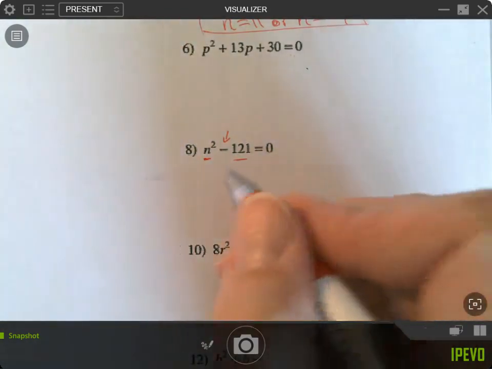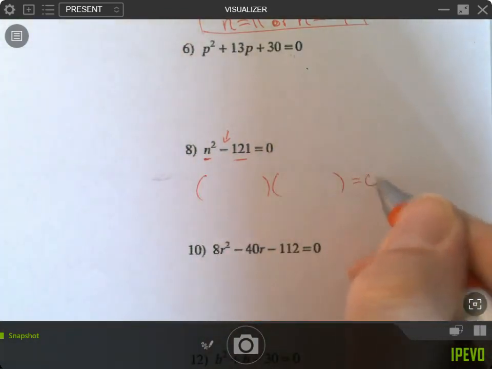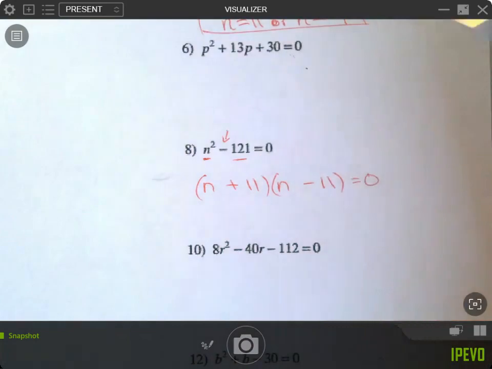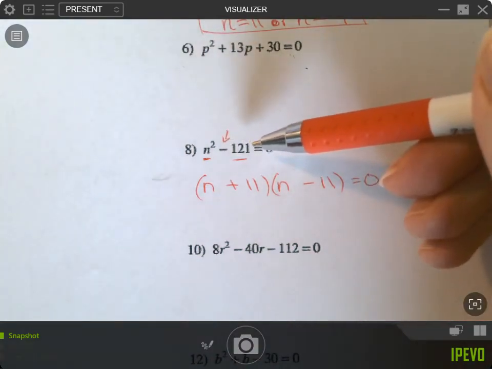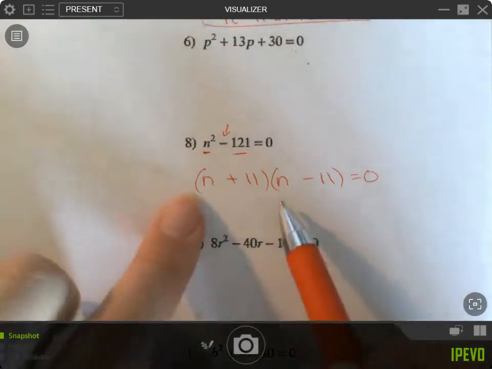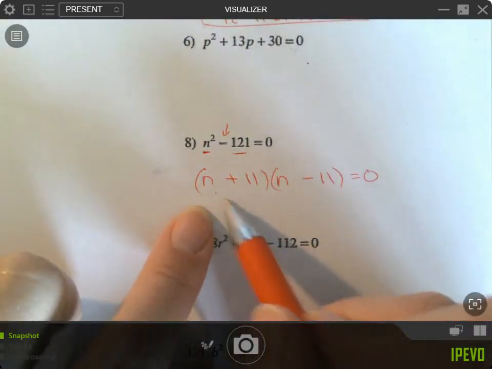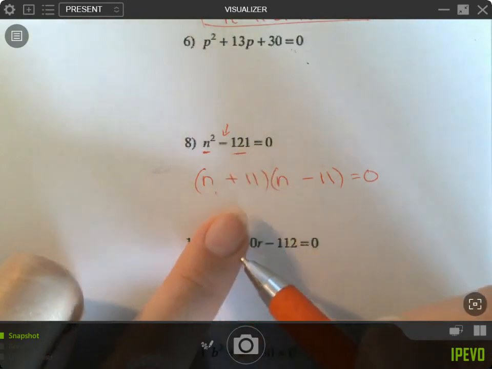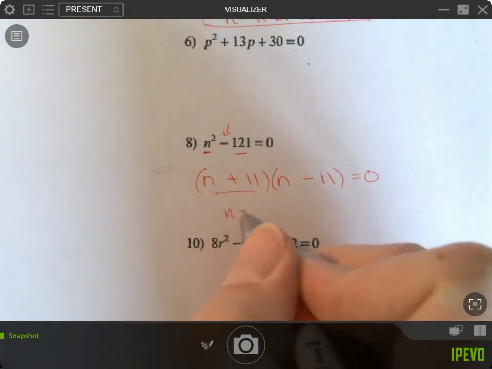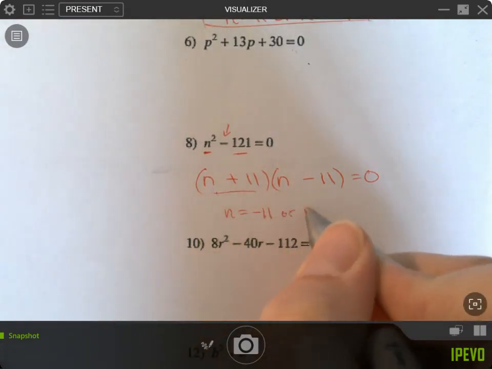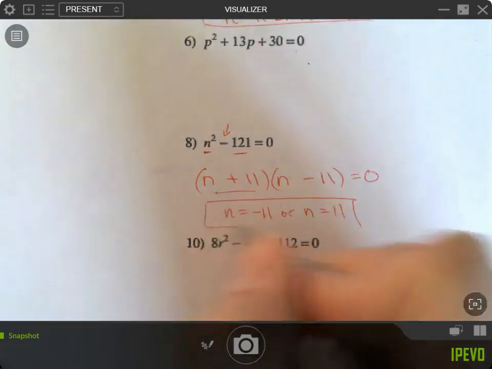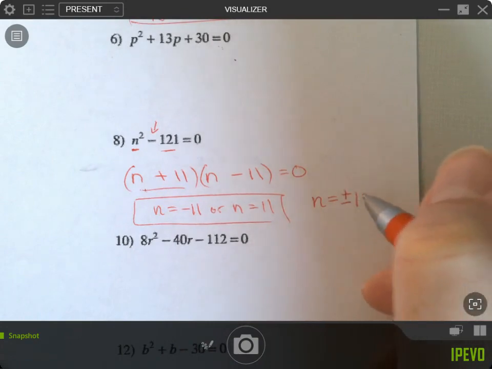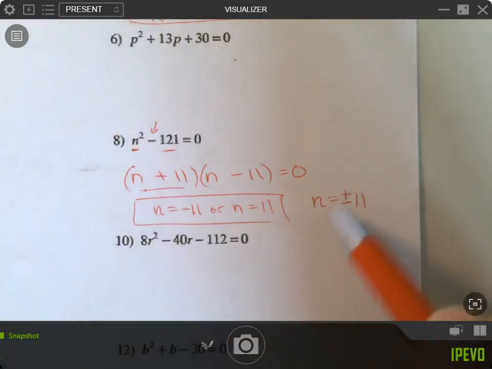But how do I get a negative 121? How do I get the middle to cancel out? N and N, one positive 11, one negative 11. So it has to be a difference of squares. So both squares, we got our n squared, we've got our negative 121. The outside's negative 11n and the inside's positive 11n. That's where that 0n comes from. All right, what would make this 0 if n was negative 11 or positive 11? So you can write your answer like that. What's the other way you might see this answer? Negative 11, 11. You could see it like that, or you could see a plus minus 11.